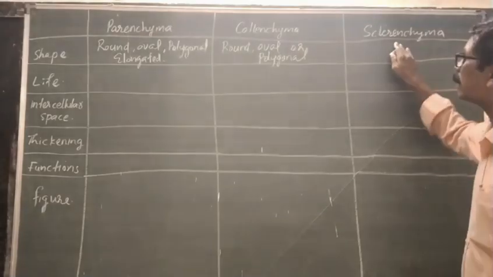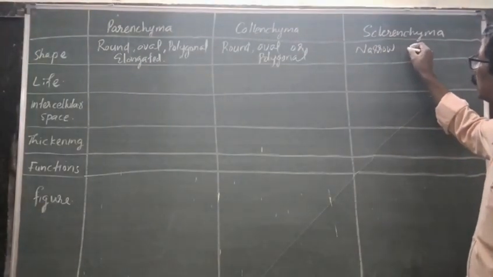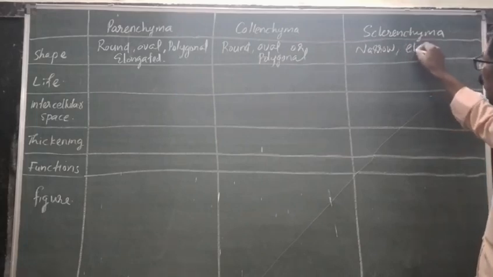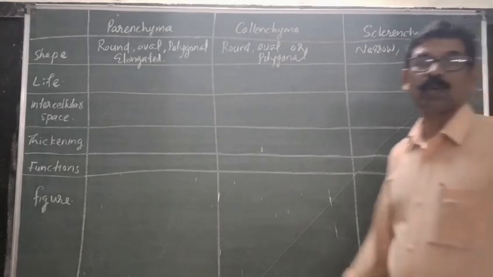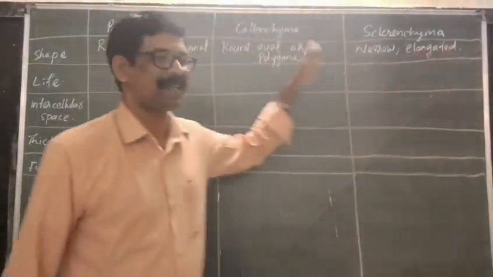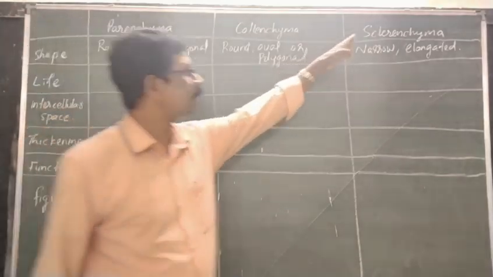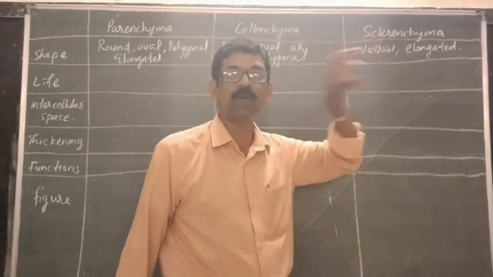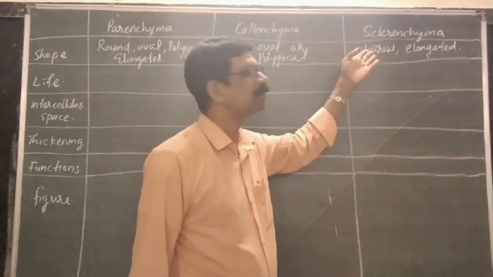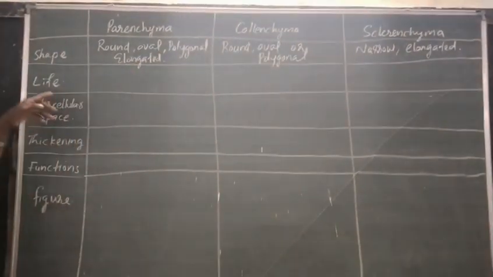And in case of sclerenchyma, they are narrow and elongated cells. So this is about the shape. The sclerenchyma cells are always seen narrow and elongated. Their lumen, the inner space, will be very little as compared with the other two. Then, about the life.